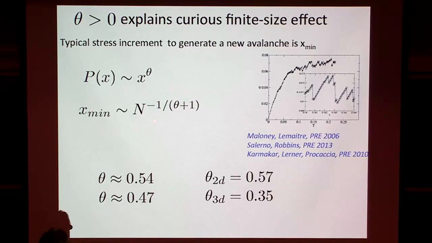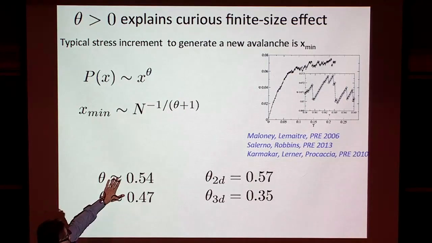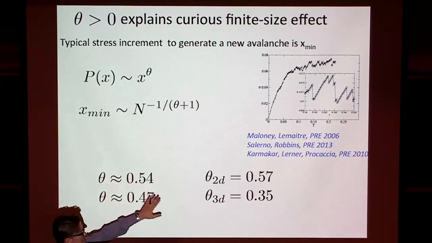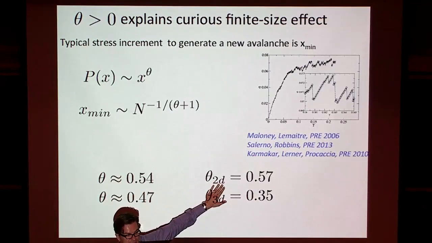So if this is true, although it's very hard numerically to measure your P of x, you can measure x mean, because you can measure how much stress you can apply typically before you have plasticity. And that's what those authors have done in particular. So from those finite size scaling, you can extract theta. And those are the more recent data on this from Salerno and Robbins. And that compares pretty well with our elastoplastic model.